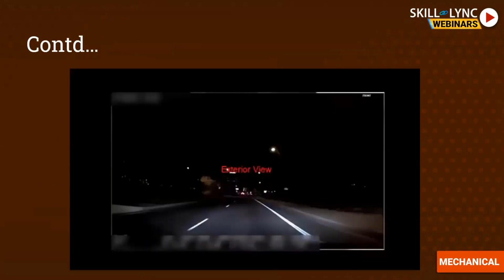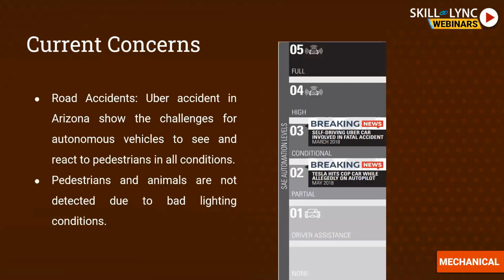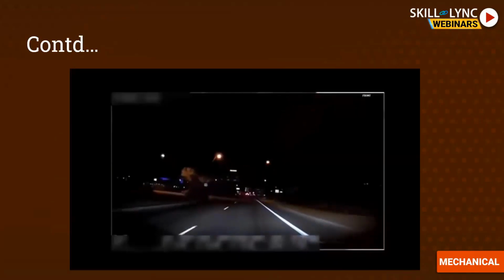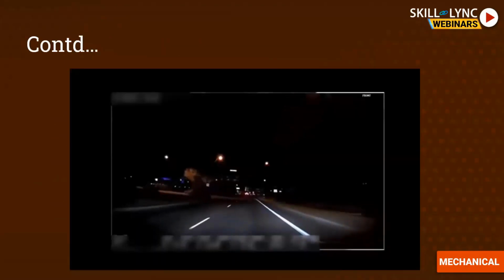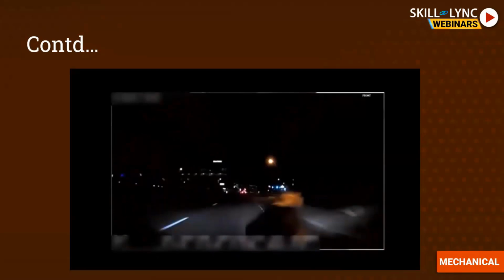Here I'll show you a video of the Uber dash cam, the self-driving car Uber accident I've mentioned. First, I'll show you the video of what happened there. This was the scenario. I'll play it again so you can understand what happened here. As you can see, when the pedestrian was trying to cross the road in the dark, the camera was not able to detect the pedestrian because it cannot see beyond the scope of the headlights.